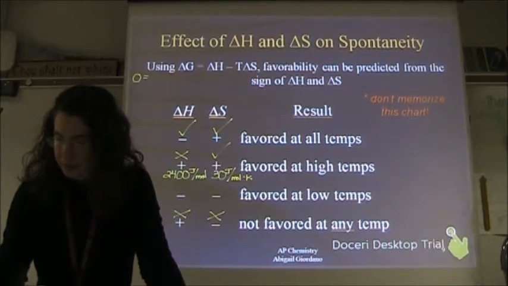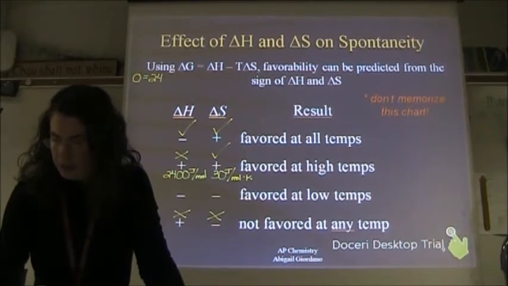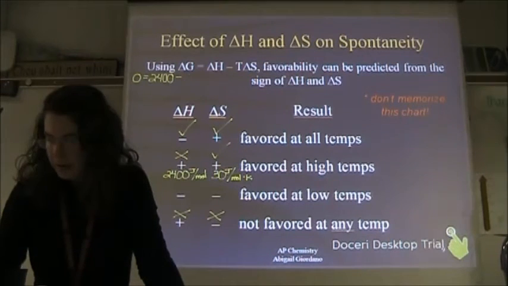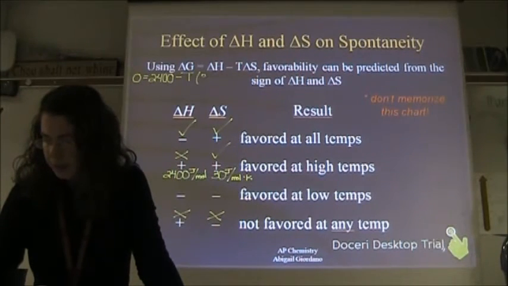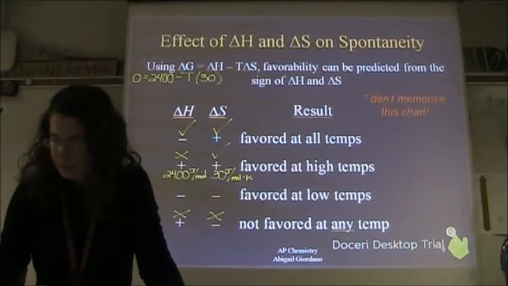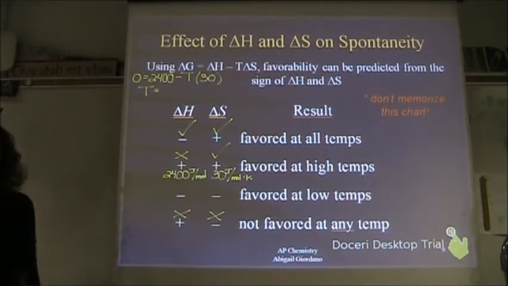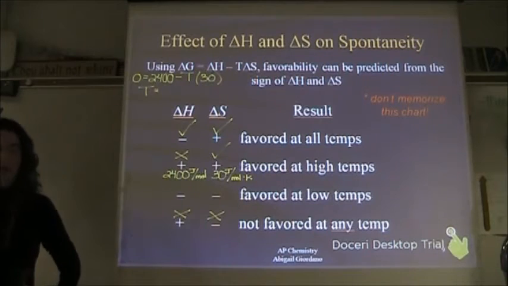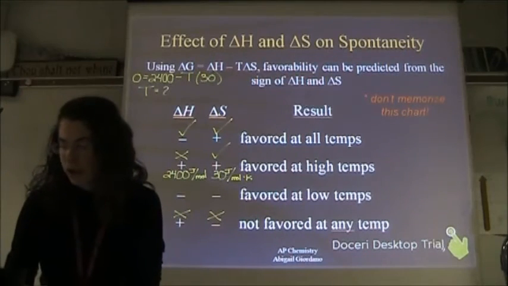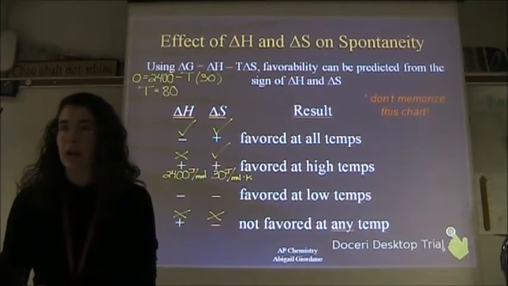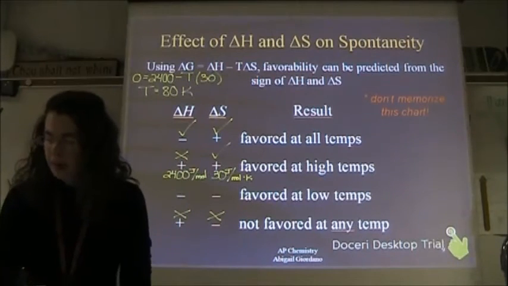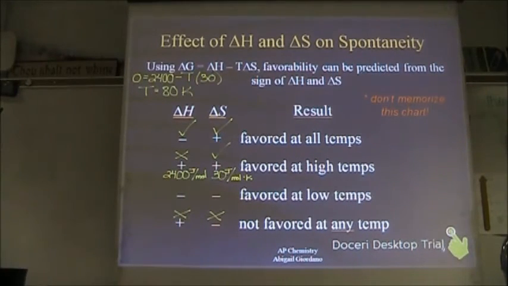0 equals 2,400 minus T times 30. Don't pick up your calculator. You can do this. What does T equal? 80. Thank you very much. And it's a temperature. What do you think my units are? Kelvin? Okay. 80 Kelvin. All right.